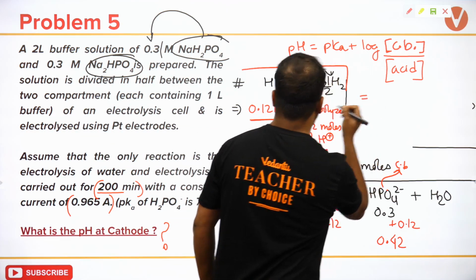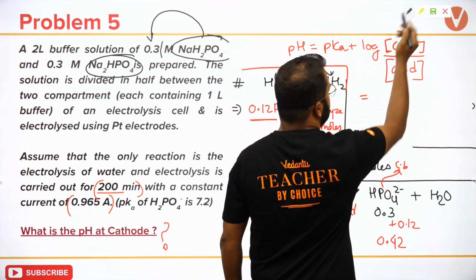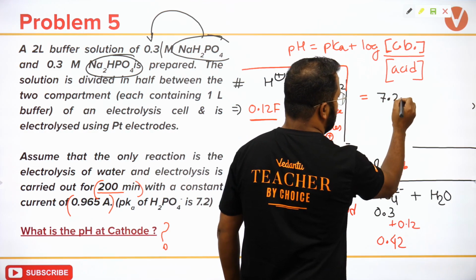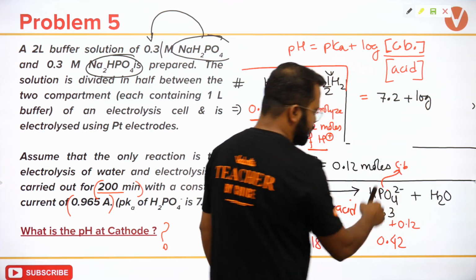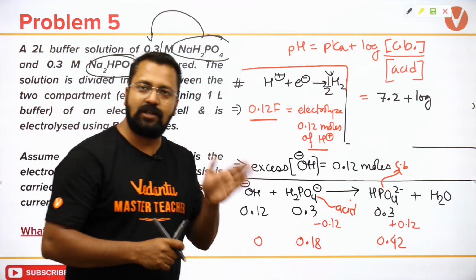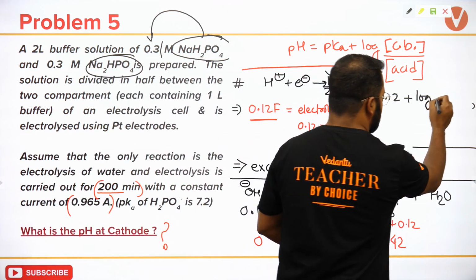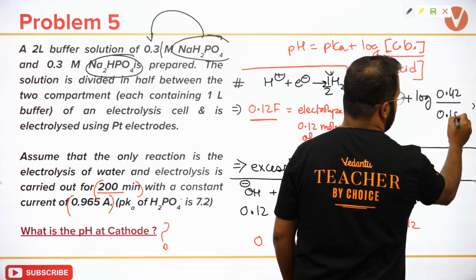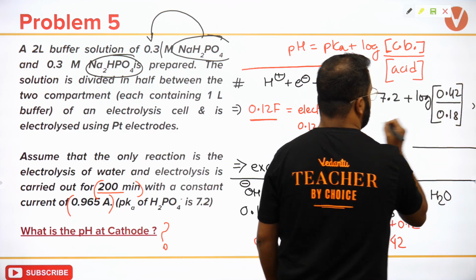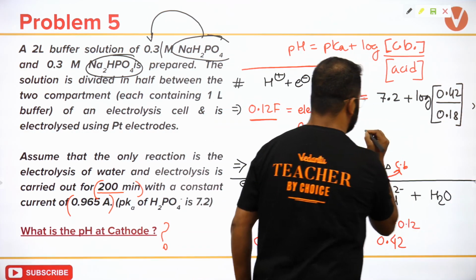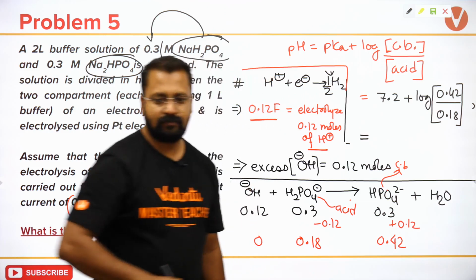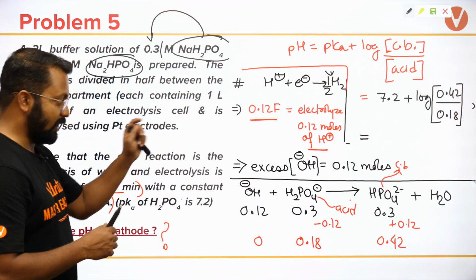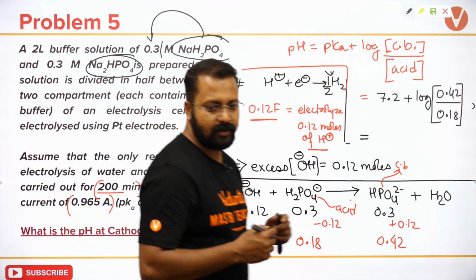So अब हम यहाँ पे क्या लिख सकते हैं? What we can write over here is this. What is the value of pKa given? 7.2. What is the value of concentration of HPO4 2 minus, because that's the conjugate base. तो उसका concentration कितना दिया गया है? 0.42 and this is 0.18. If I solve this, कितना आंसर आएगा? That will be my pH of the solution. कितना आ रहा है संकर्षण बताइए?